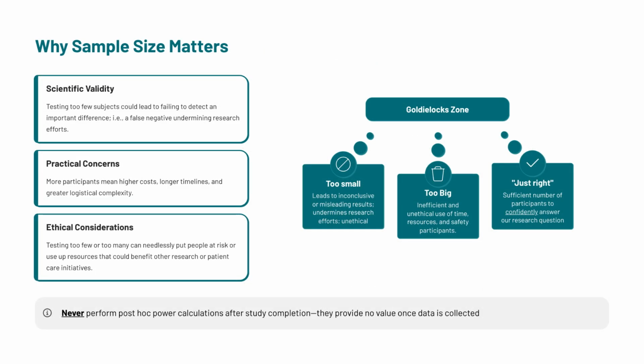There are three big reasons why sample size matters. First, if you enroll too few participants, your study might be underpowered, meaning it could miss a real effect that actually exists. Second, enrolling far more participants than needed can be wasteful. Trials with way too many people use up time, money, and resources that could be spent elsewhere. Practically speaking, more participants mean higher costs and longer trial duration.